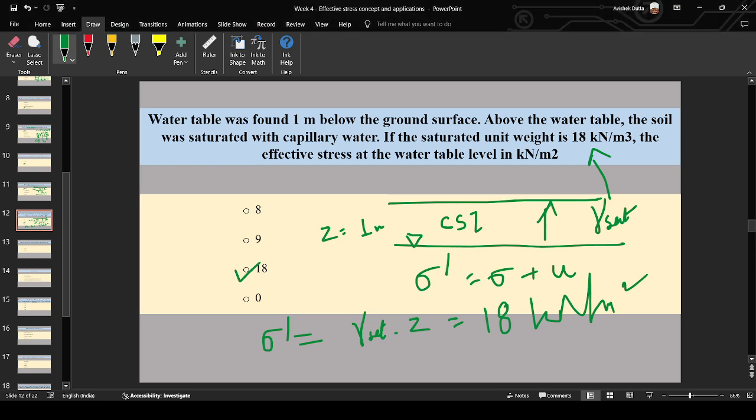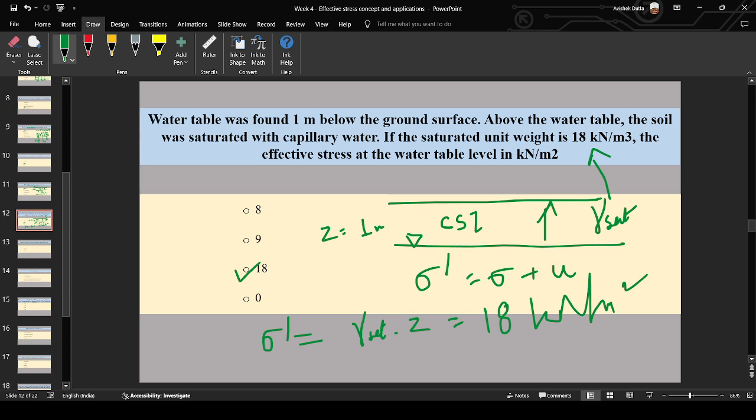Okay, so I just repeat again. In the capillary suction zone, effective pressure is the summation of total pressure, which is the soil pressure, and the pore pressure, and the effective pressure is increased because of the capillary suction. So for effective pressure we use gamma sat, because the saturation in this zone is because of the capillary suction and not the groundwater. This is adding on to the effective pressure. So effective pressure equals gamma sat into Z, Z equals 1, gives us 18 kilonewton per meter square.